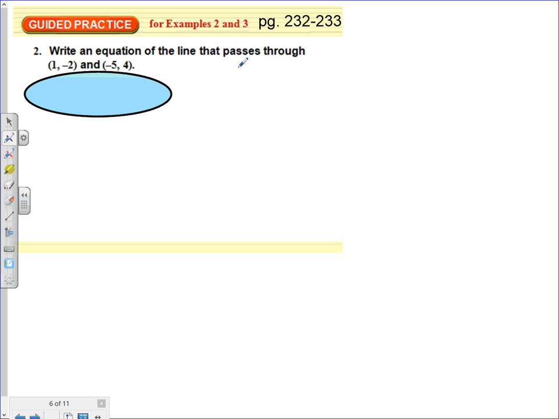Find the equation of the line that passes through points (1, -2) and (-5, 4). So step 1 is the slope. Slope equals y2 minus y1 divided by x2 minus x1. 4 minus a negative 2 is 6. Negative 5 minus 1 is negative 6. My slope is negative 1. So here is step 1 done for me.